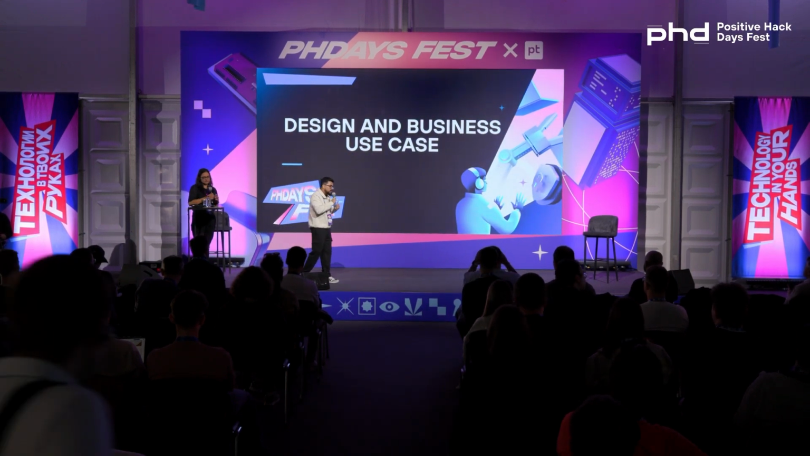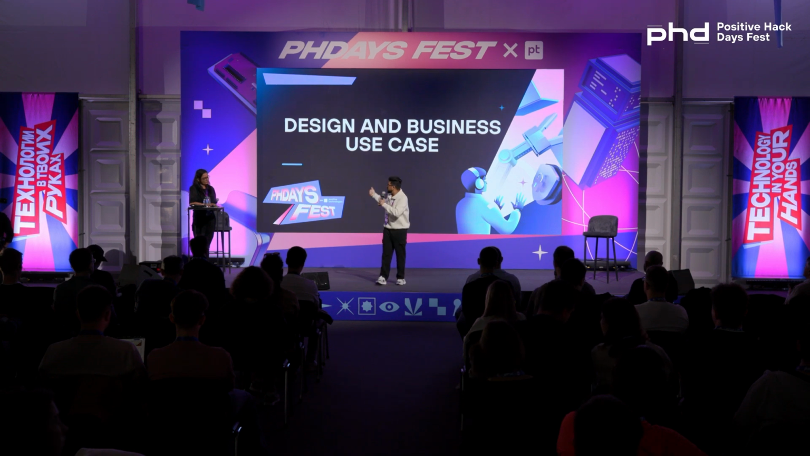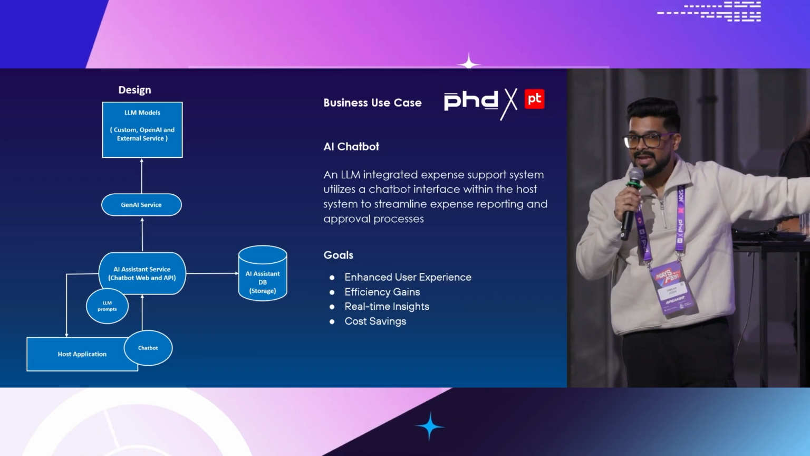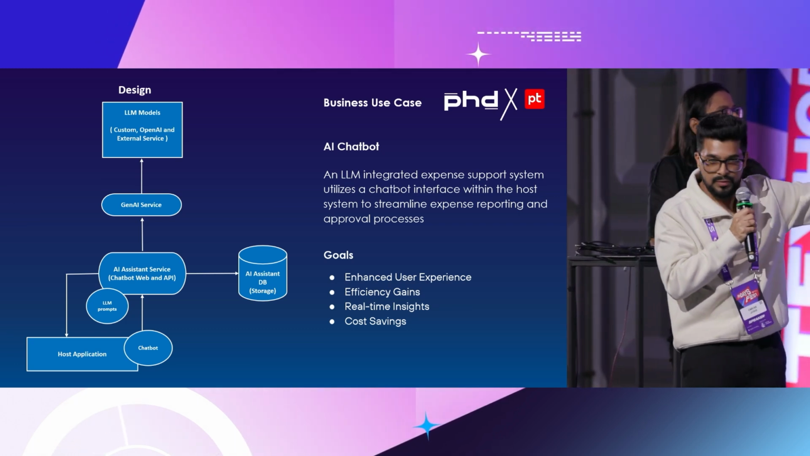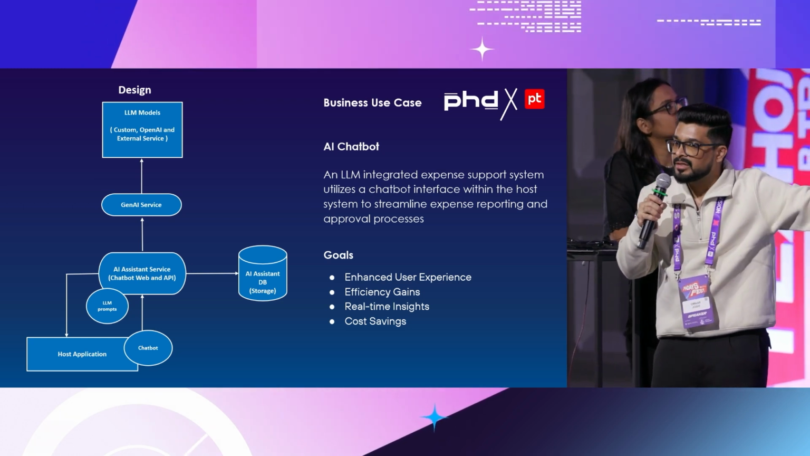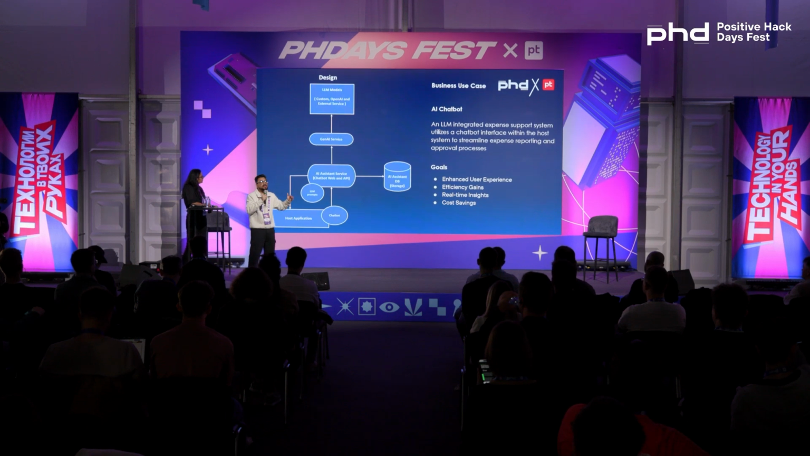Now we are covering the business use case, the actual diagram. If you can scroll up, next. We will see a simple architecture. As you can see, it's an application, and we have taken a chatbot as a simple example. There is a chatbot integrated into the application. We are taking the example of a spend management or expense management system. It's an expense support system which utilizes the chatbot, where the user can interact with the application. It has the AI assistant service, which talks to the GenAI service and external or internal LLM models. It can be external or internal. You can see the vector database over here, the AI assistant database, which holds trained and fine-tuned data. This is what we are going to deep dive into.